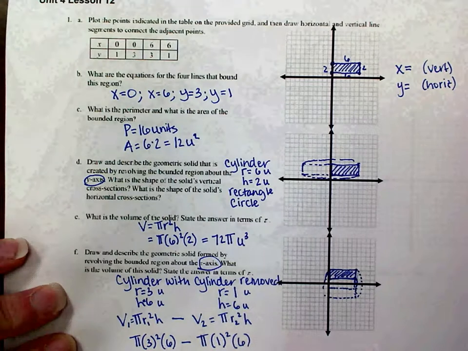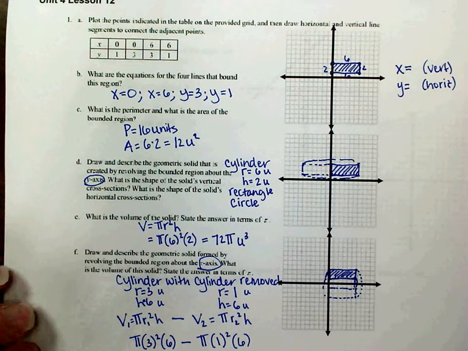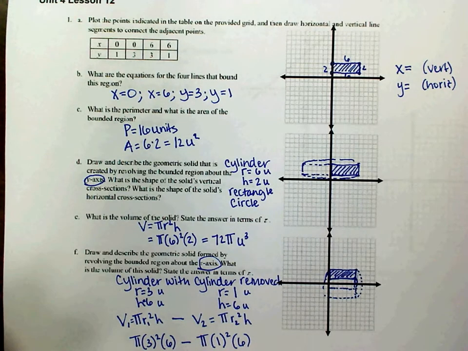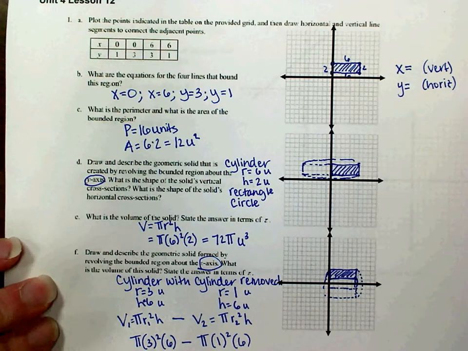Since both of those have a pi, they're considered like terms, so we can subtract 54 minus 6 to get 48 pi units cubed, since we're talking about volume.